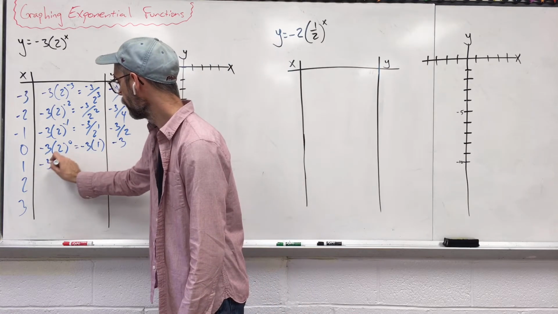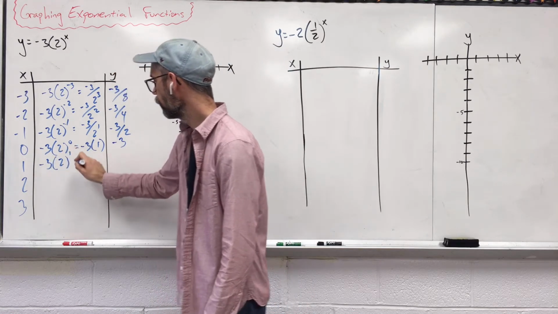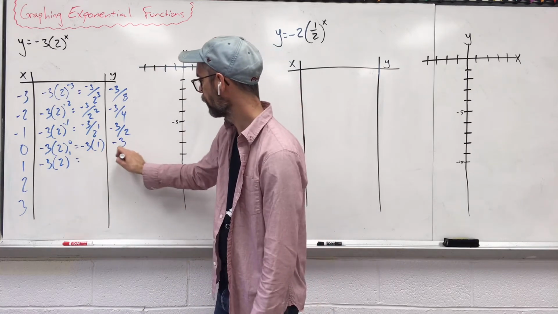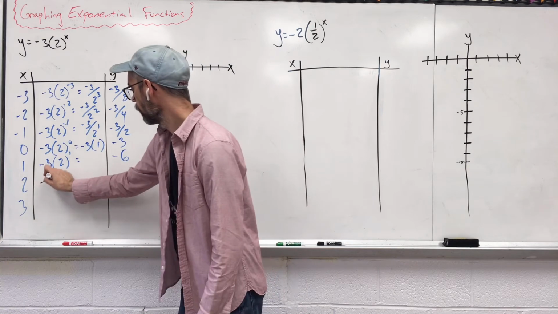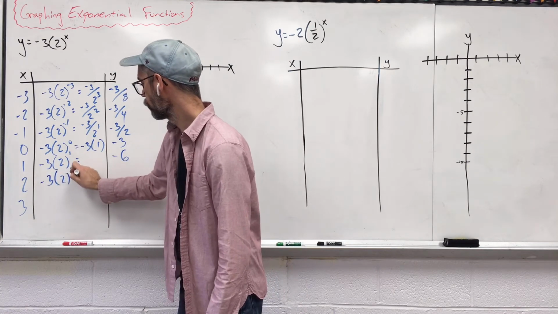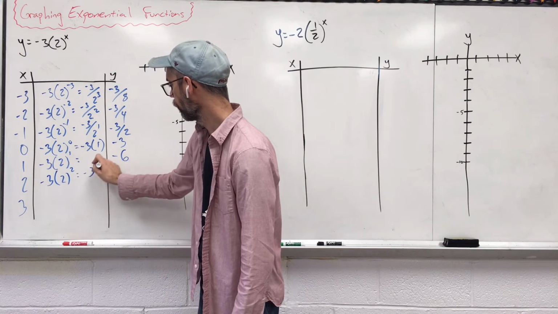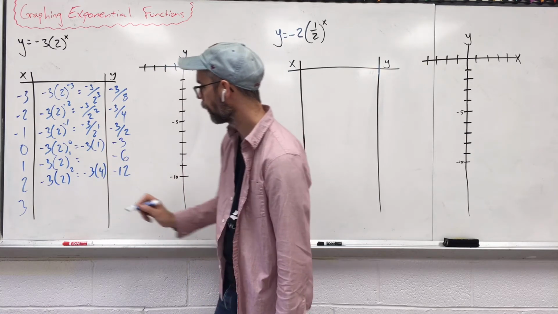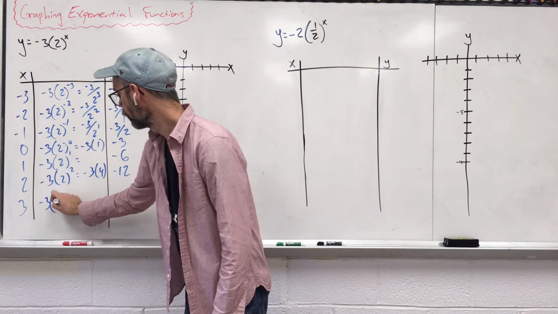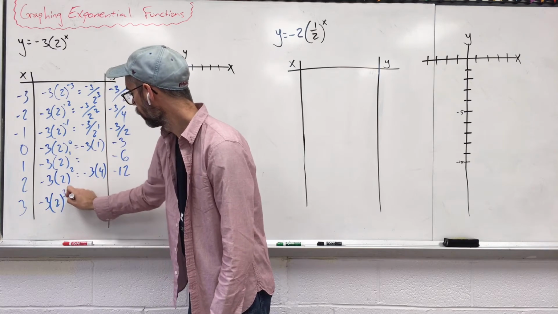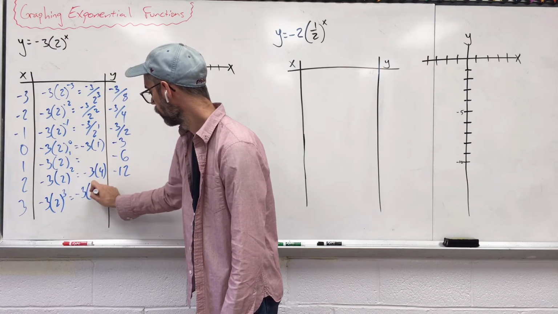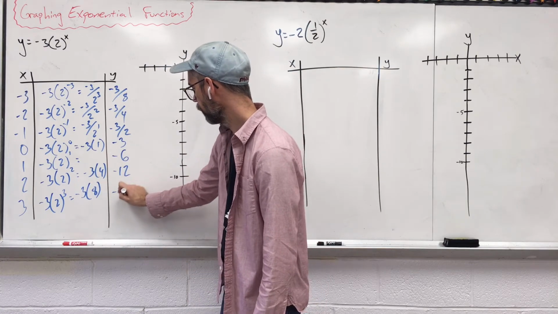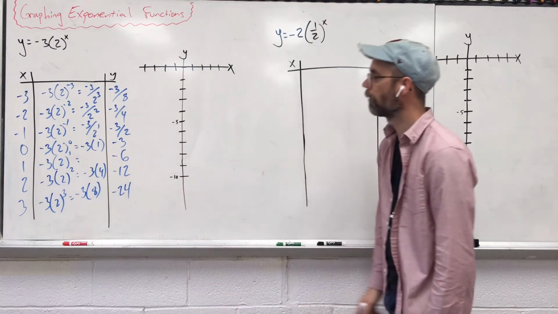And now this should be a little more straightforward. 2 to the 1st power, so -3 times 2 is going to give us -6. 2 squared is 4, so -3 times 4 is -12, and we're already going to run off our graph, but we'll go one more. -3 times 8 is what, -24? All right, definitely not going to be able to graph that.